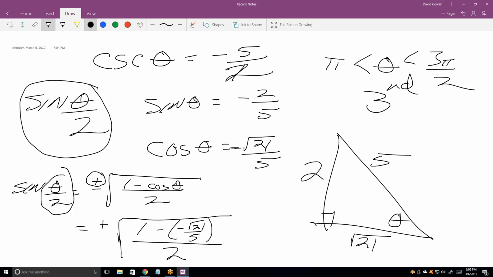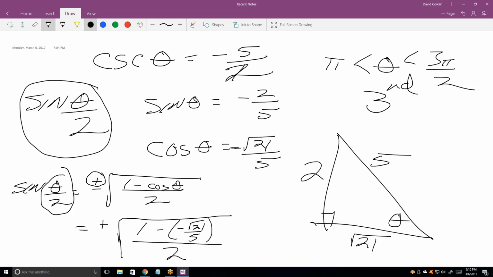Now, if theta is in the fourth, then that means it's between 270 and 360. So theta over 2 would be between 135 and 180. So if theta was in the fourth, theta over 2 would still be in the second. Okay. And that's the way you do it. Turn it into degrees and then divide it in half and figure out where it lies.